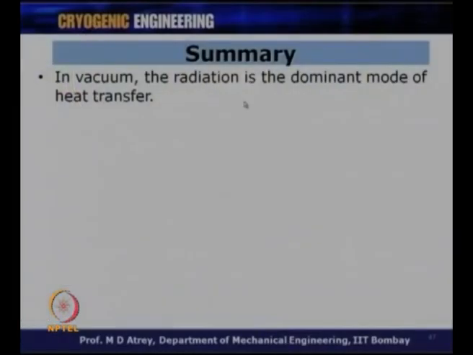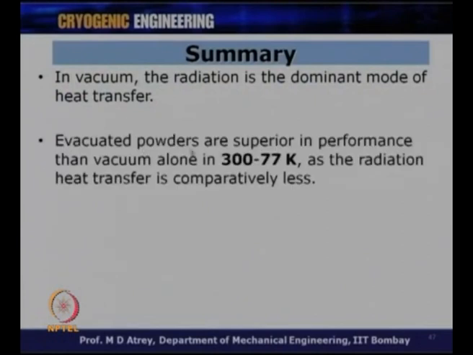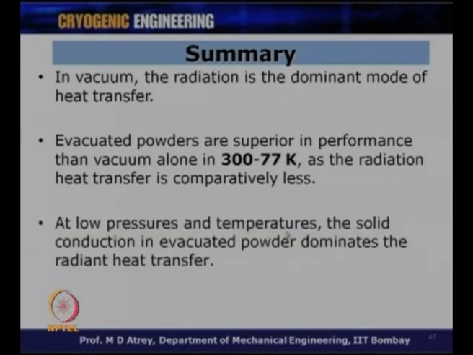To summarize all the insulation which we have studied, we found that in vacuum, the radiation is the dominant mode of heat transfer. Evacuated powders are superior in performance to a vacuum alone in the 300 to 77 Kelvin range, as the radiation heat transfer is comparatively less, which is what we have just proved with the tutorial also. At low pressures and temperatures, the solid conduction in evacuated powder dominates the radiation heat transfer, and therefore, for lower and lower temperatures up to helium temperature, evacuated powder may not be used, and this is what we will see in the next lecture also.